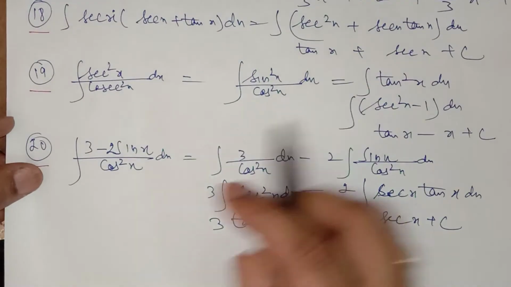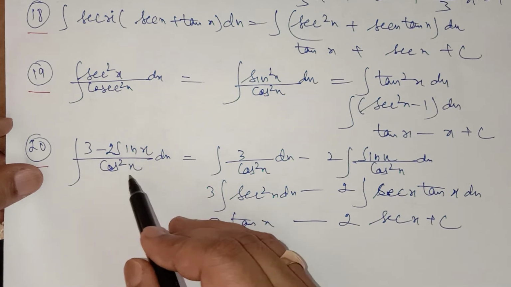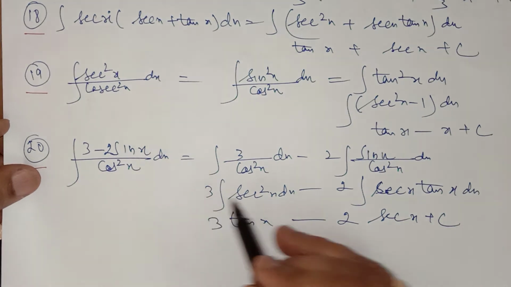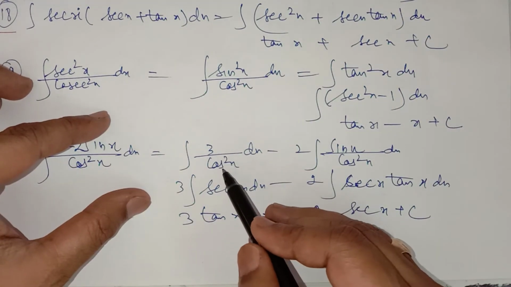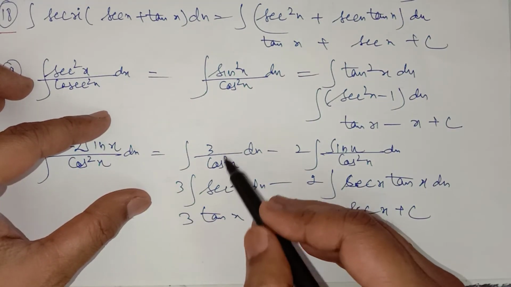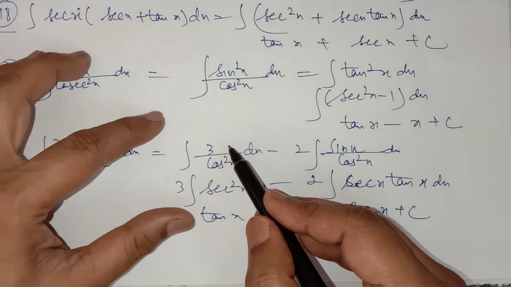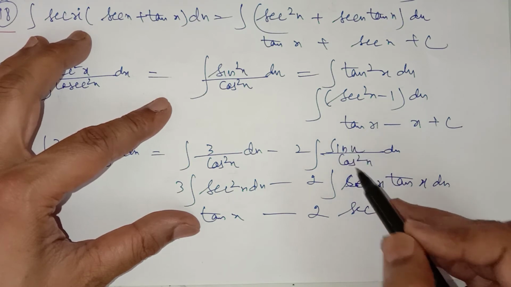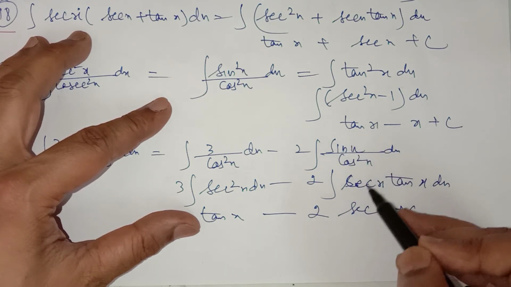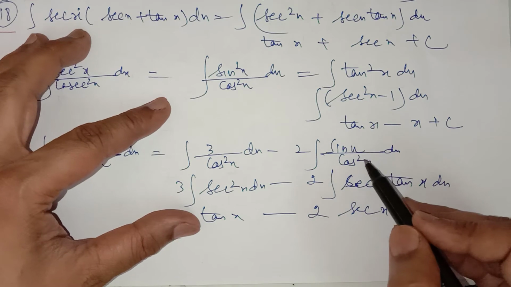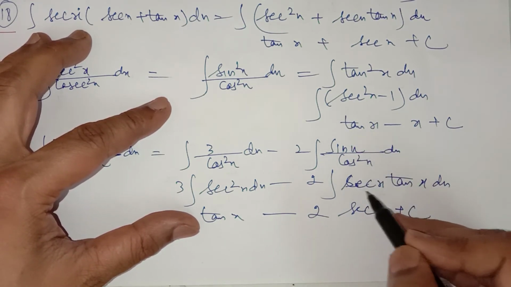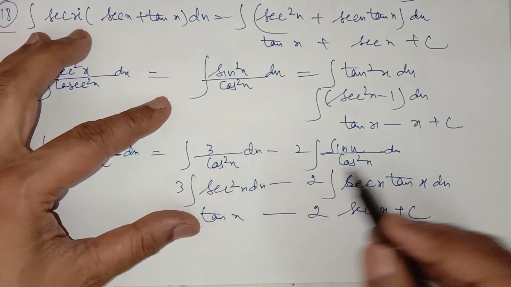In question number 20, it is 3 minus 2 sin x upon cos square x, break into two functions, 3 upon cos square x and 2 sin x upon cos square x. So take this cos square to the denominator, because it will become sec square, and we know the integration of sec square. Simplify this as sin upon cos will be tan and 1 upon cos will be sec. You convert this in the form in which you can easily find the integration. So integration of sec x into tan x is sec x, and integration of sec square x is tan x.